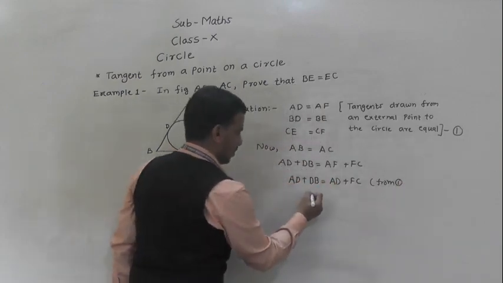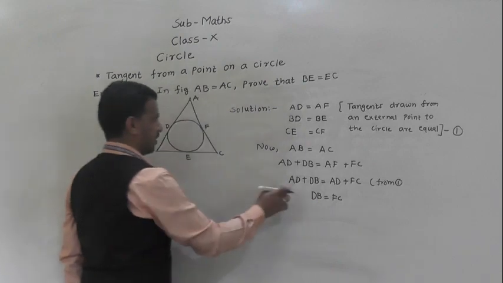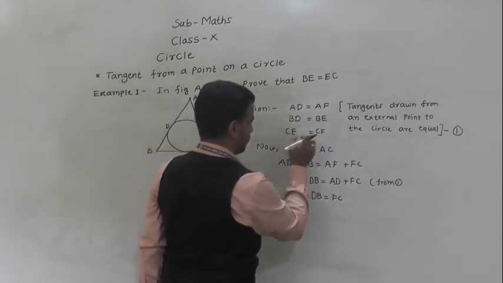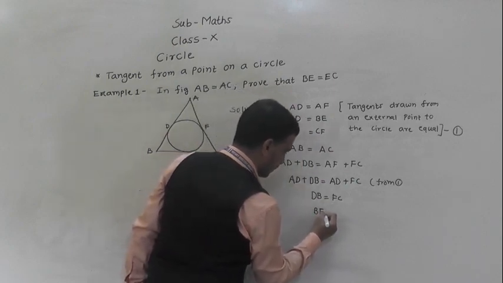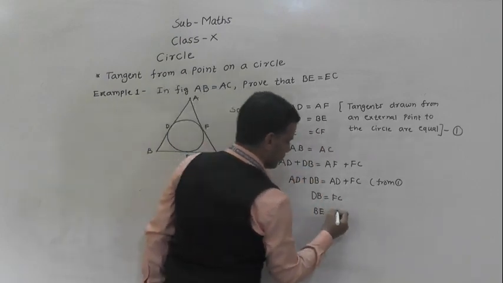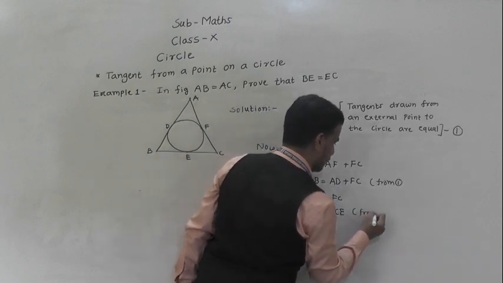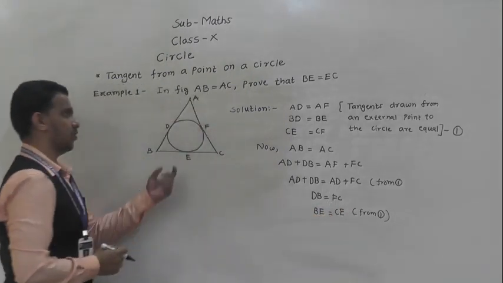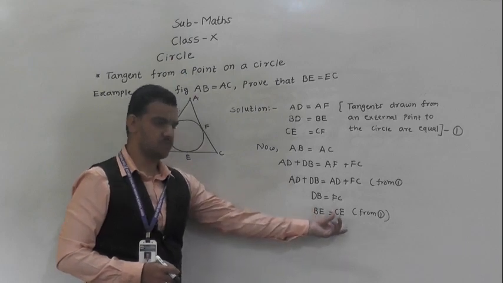Okay, so here what remains? DB is equal to FC. Now again DB or BD, this BD is equal to BE, so instead of this DB we can replace it with BE, and instead of CF or FC we can write CE. So BE is equal to CE, this also from 1. Okay, so here BE is equal to CE, and we have to prove the same, BE is equal to EC. So here BE is equal to EC or CE.